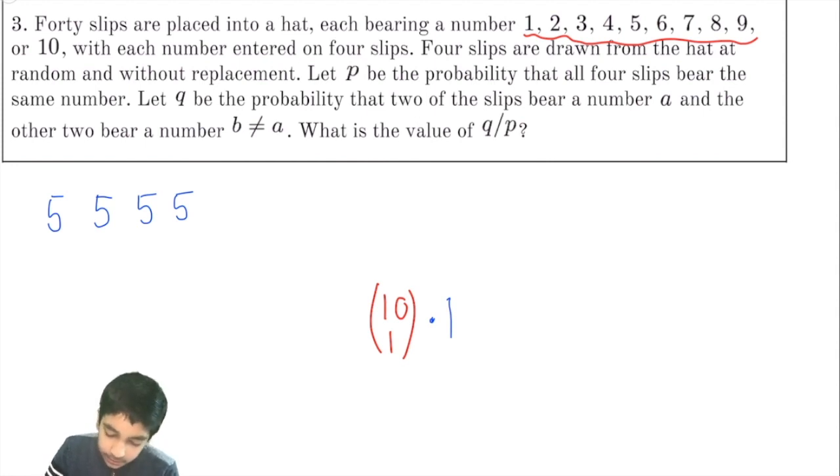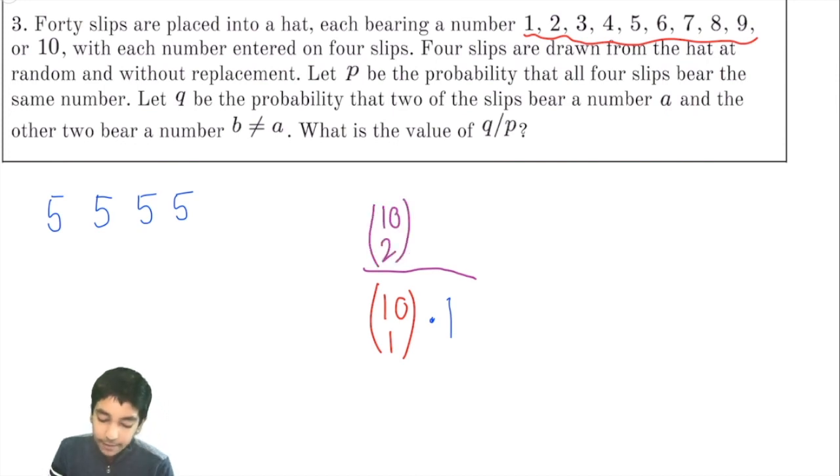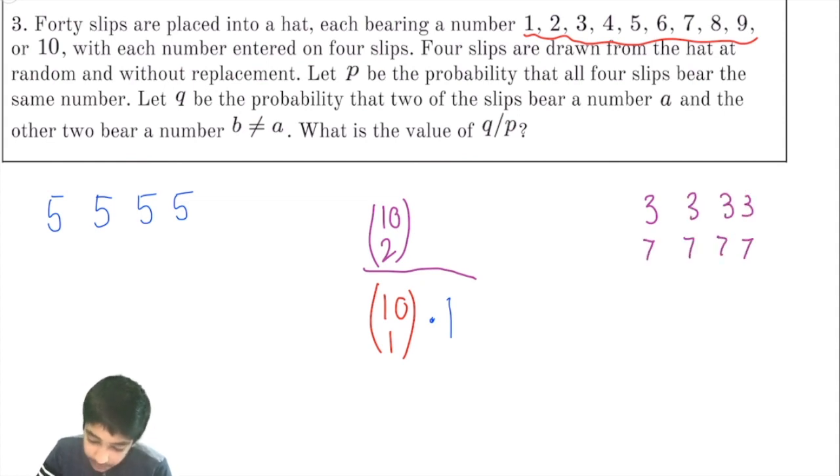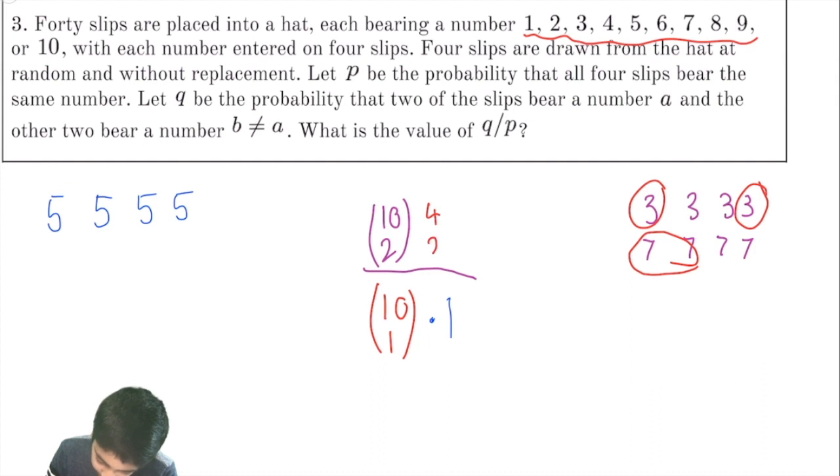Now, how many ways are there such that there's 2 of one number and 2 of another number? Well, out of the 10 numbers, we choose 2 of them. Let's say we choose 3 and 7, for example. Now, there are 4 3s, and there are 4 7s. So now we need to choose any 2 of the 7s and any 2 of the 3s. So there's 4 choose 2 ways to choose any 2 of the 7s, and 4 choose 2 ways to choose any 2 of the 3s.